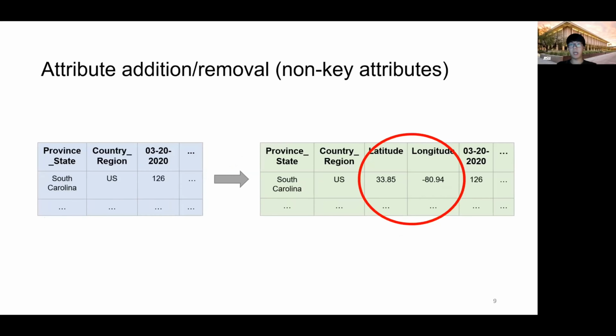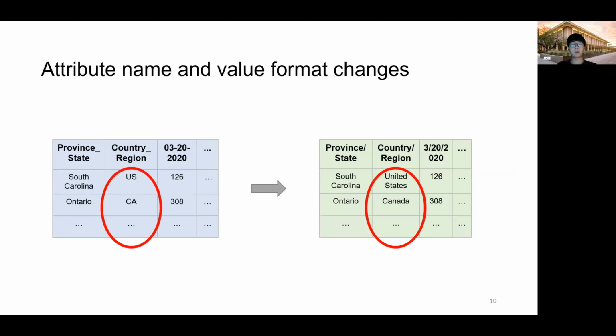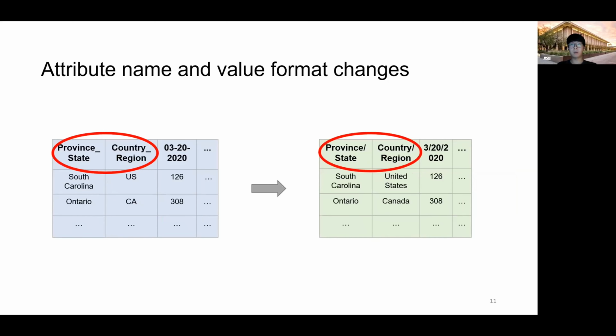For the case of non-key attribute addition or removal, new attributes are added or existing attributes are removed. In this example, the dataset is changed by adding 2 new columns, latitude and longitude. The third type of data evolution includes changes in attribute name and value formats. For example, an abbreviated name changes to a full name, and there are slight changes in attribute name, such as the underscore to slash, which is shown in this real-world example.